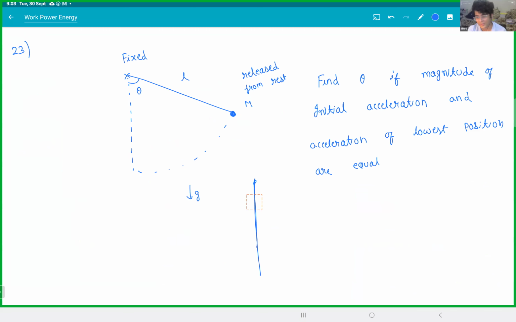So I mean the acceleration is still the same, so it satisfies the condition. Theta will be 0 degrees. Then initially, like initially you leave from here, so how will it fall?